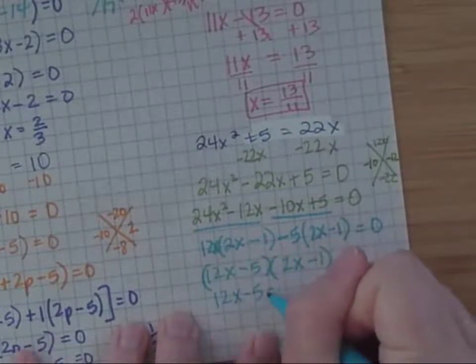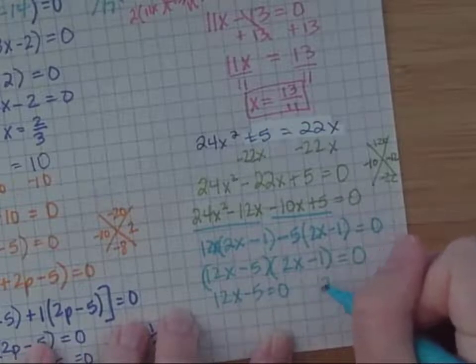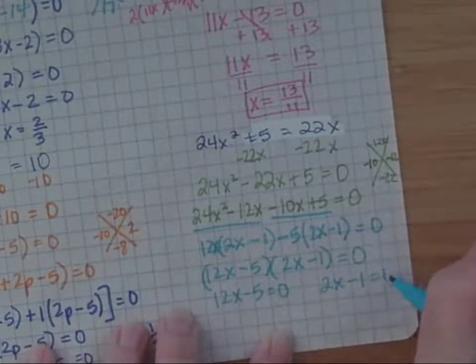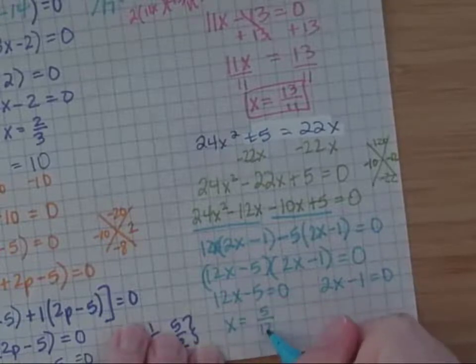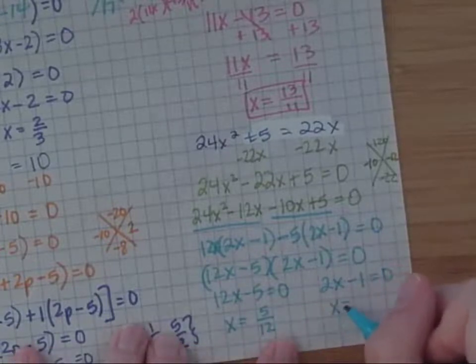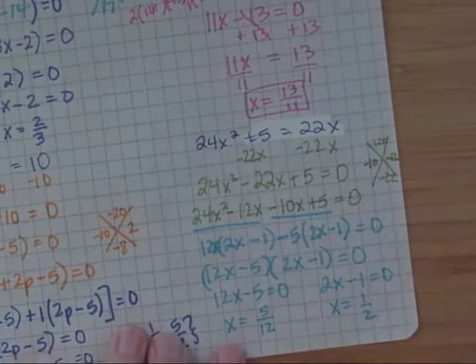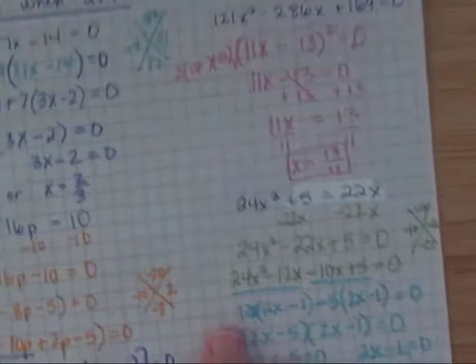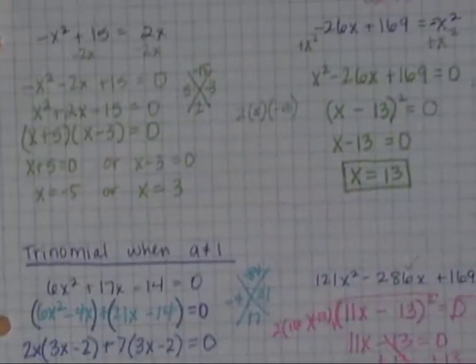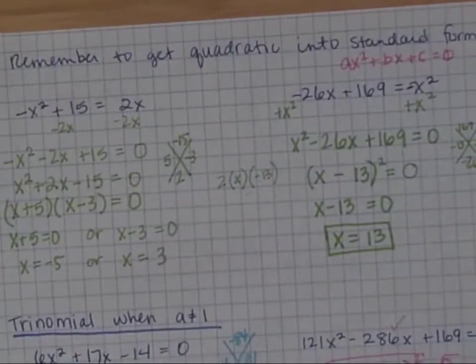12x minus 5 equals 0, or 2x minus 1 equals 0. In this case, x would equal 5/12. In this case, x would equal 1/2. Okay, so those are our two solutions for this problem. All right, so that's your review on factoring using the zero product property for GCF and trinomials.